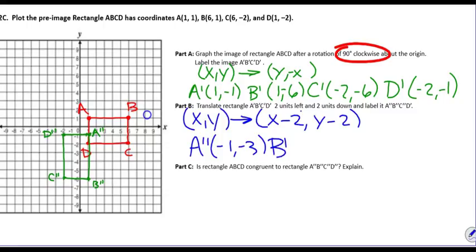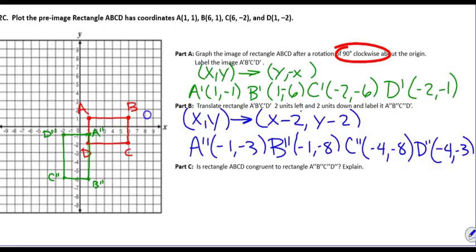B double prime, we're going to do the same process: (-1, -8). C double prime is (-4, -8). And D double prime is (-4, -3). So again, what we did here was we subtracted 2 from all the x values and we subtracted from all the y values. Now I'm going to go ahead and plot this so you can see the final image. So now you can see our final image over here is in blue.